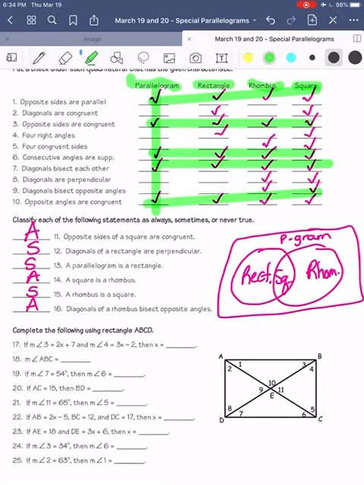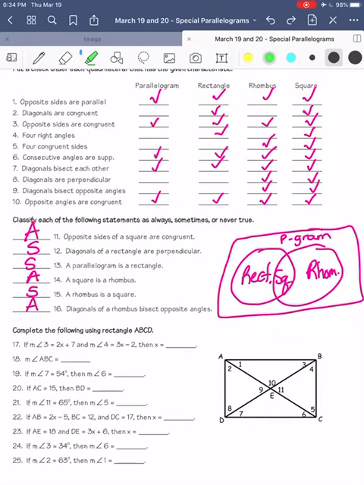So if it pertains to a parallelogram, it's going to pertain to all of them. Okay? So anything that has a check mark for a parallelogram should work for everything. And then if you notice, the square is the most specific, so it has all of the properties. You'll see it has a check mark for literally every single thing. Honestly, knowing those properties is what really helps you be able to do 17 through 44, the rest of the worksheet, okay?